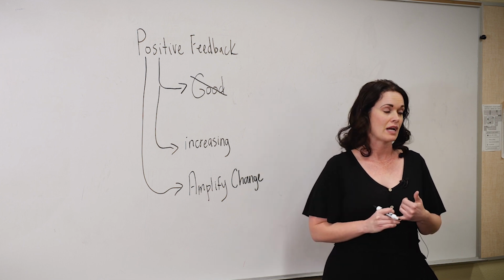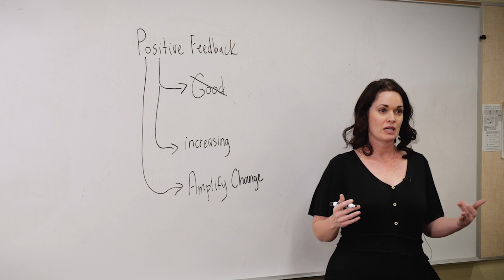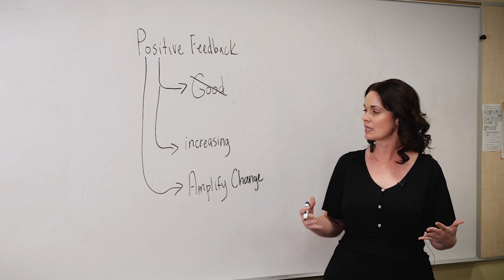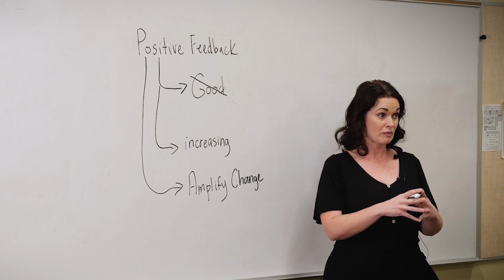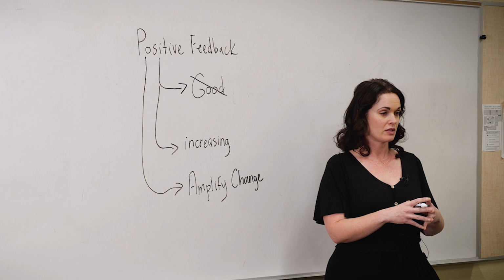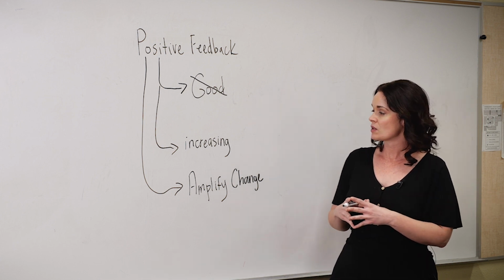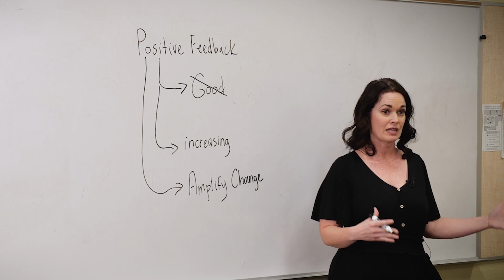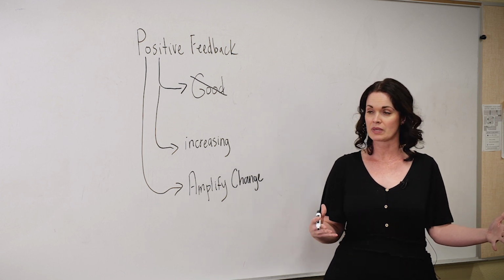One is blood clotting, actually. And the second big one is labor and childbirth. So we actually see positive feedback happening in labor and childbirth for a short period of time. If it didn't happen, you would never be able to give birth, at least not naturally. So there are places where we need change to be amplified in order for something to be able to happen in the body.